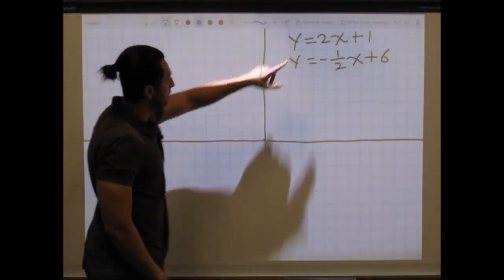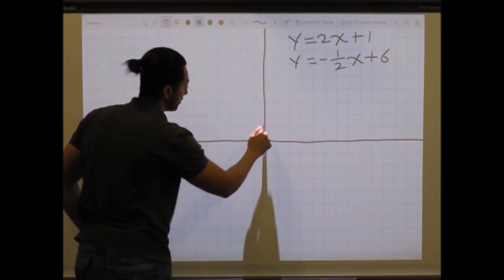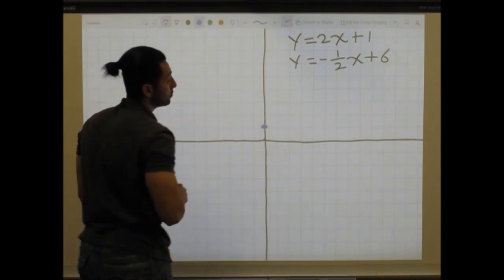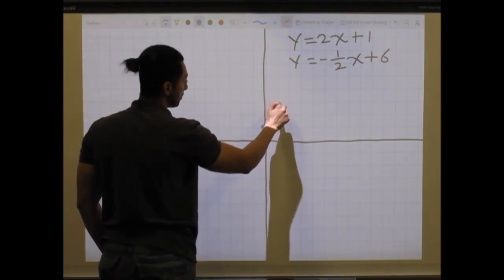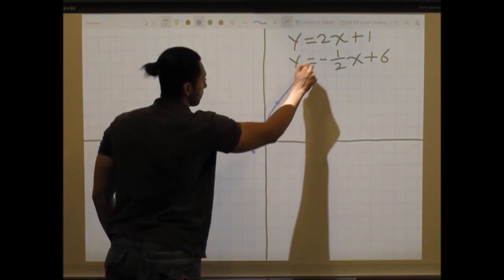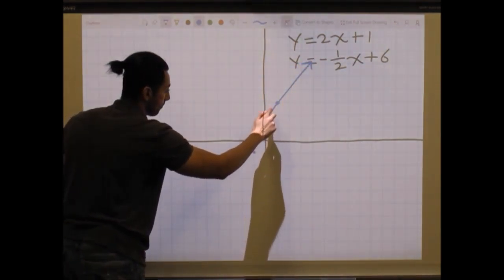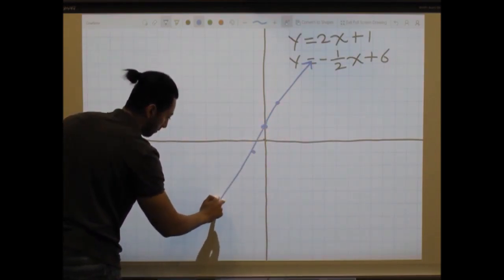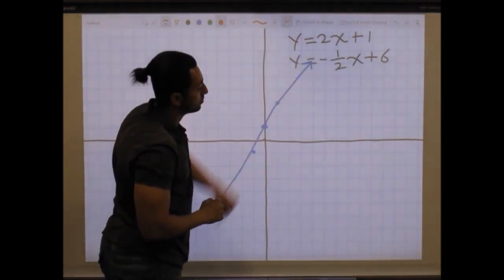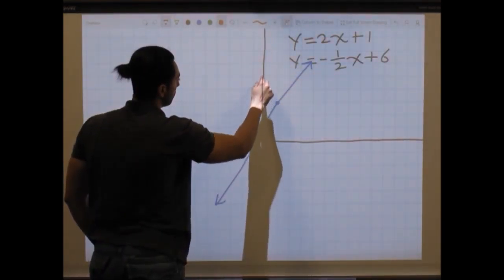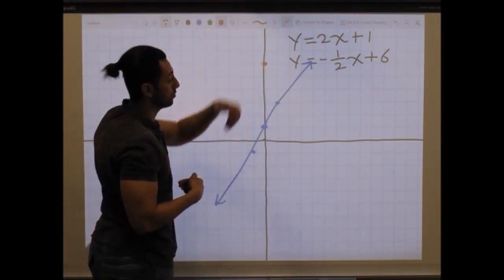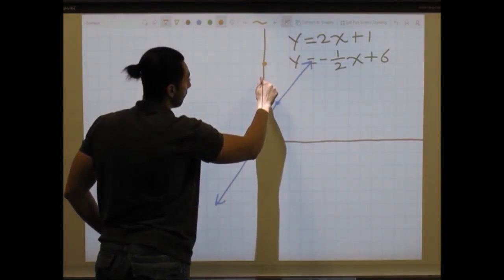So this line here has a y-intercept of 1. And it has a slope of 2. So from this point we're going to go up 2 over 1. Just to get a general sense of what this one looks like, it would be like this. This one has a y-intercept of 6, so 1, 2, 3, 4, 5, 6 up here. And it has a slope of negative half, which means we're going to go down 1 over 2. So down 1 over 2.